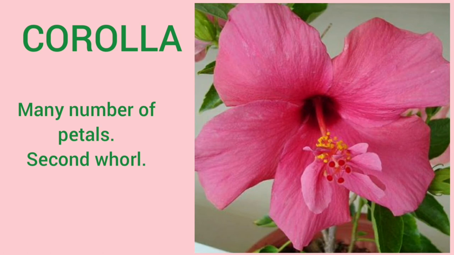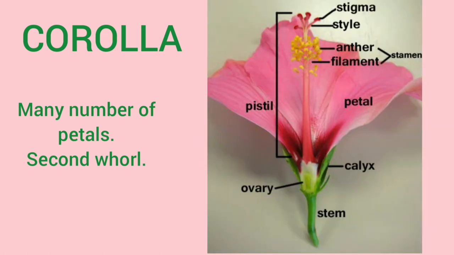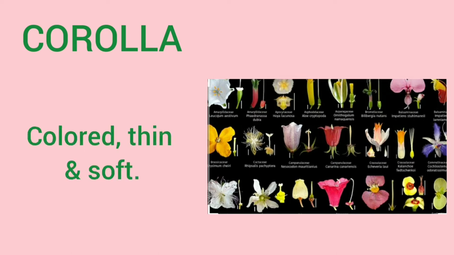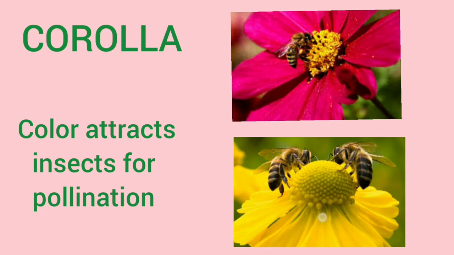The second one is the corolla. It consists of a number of petals. It is the second whorl of the flower. Petals of some flowers are fragrant. They are usually colored, thin and soft, thus attracting animals and insects for pollination.